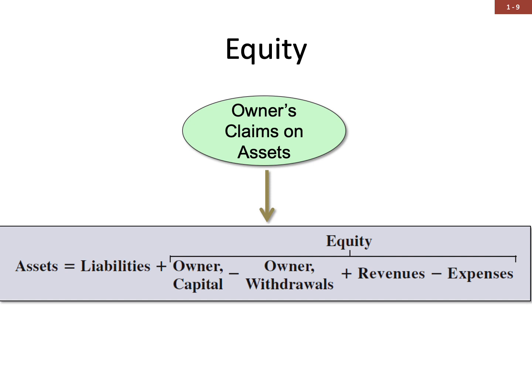Again, to sum up the components of the equity, equity consists of four components: owner's capital, owner's withdrawal, revenue, and expenses. Owner's capital and revenue both will increase the equity. Owner's withdrawal and expenses will reduce the equity. So overall, by now you should know that the accounting equation is assets equals liabilities plus equity.